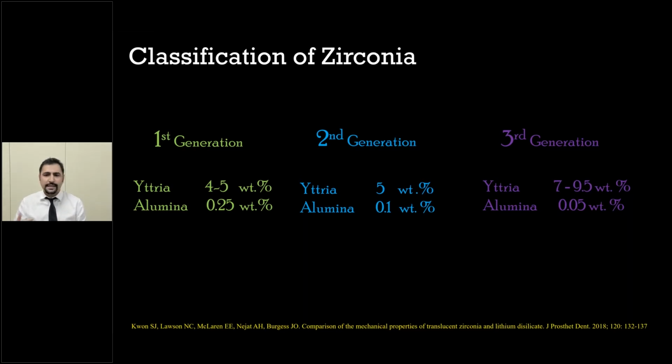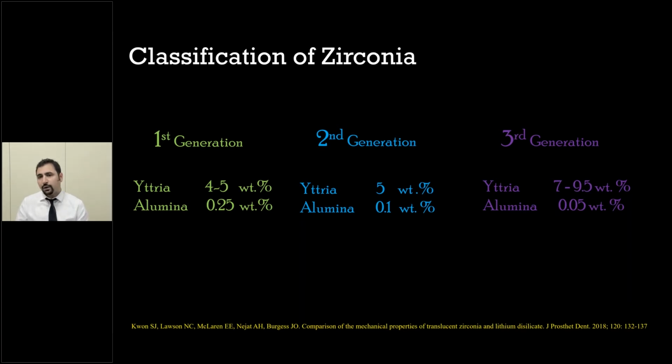In the first and second generation, we have around 5 weight percent yttria, which is equal to 3 mole percent yttria. That's why they are called 3Y zirconia. In the third generation, the yttria content is around 7 to 9.5, which is equal to 4 or 5 mole percent. That's why they're also called 4Y and 5Y.